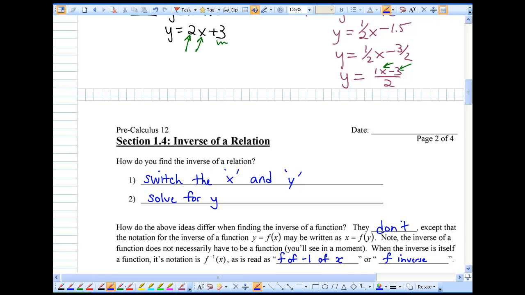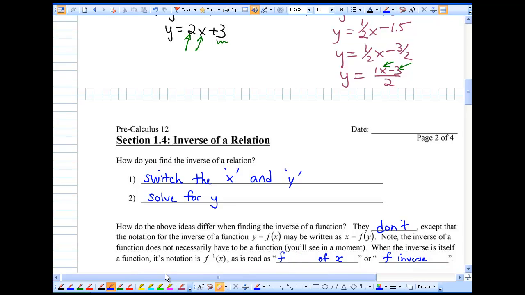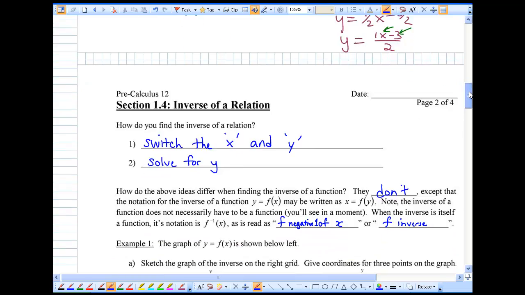Okay? So f negative 1 of x, sorry, not f of negative 1. I should say f negative 1. My apologies. f negative 1 of x, or f inverse.